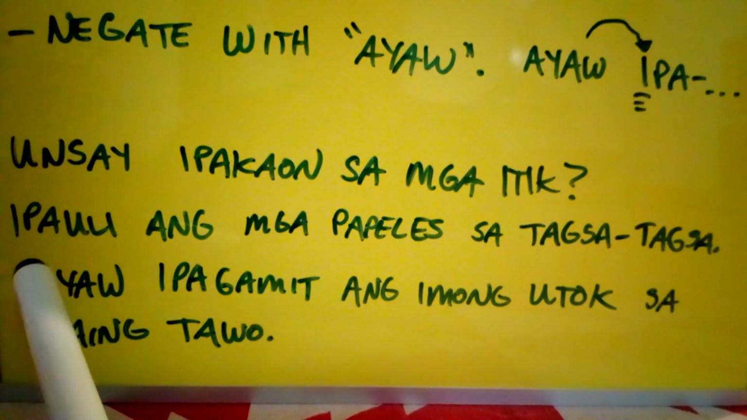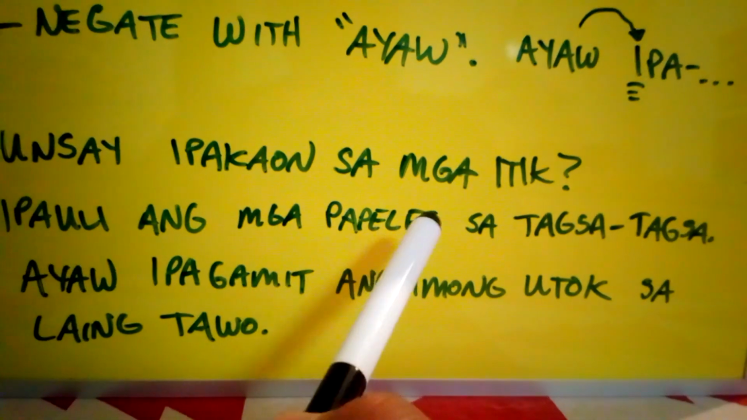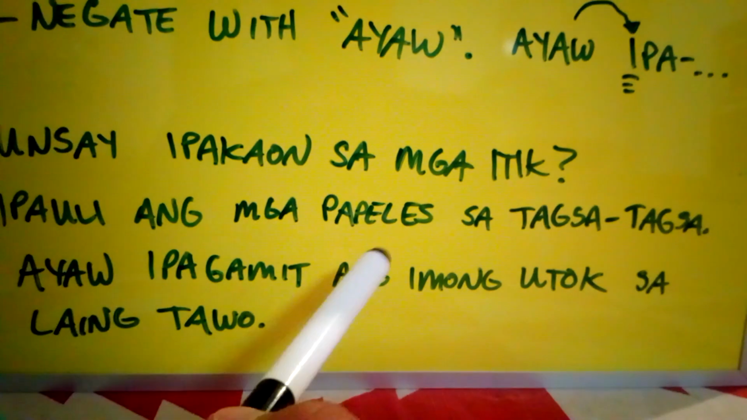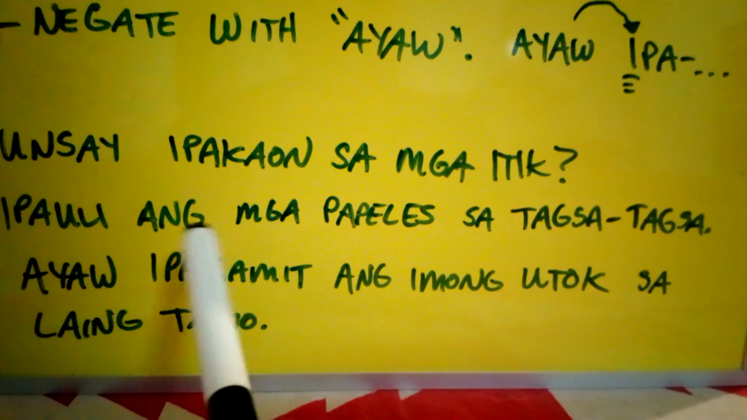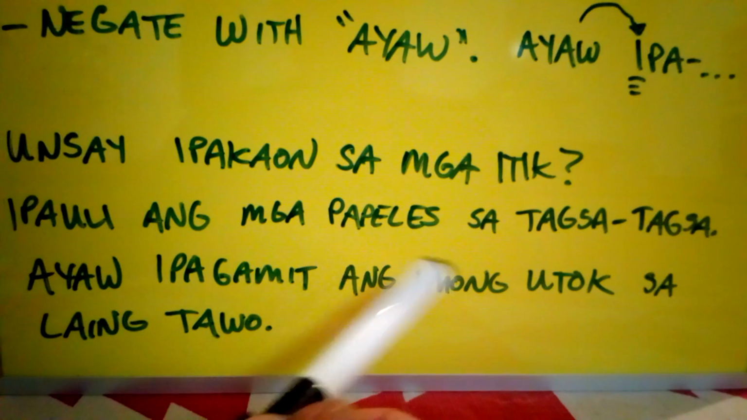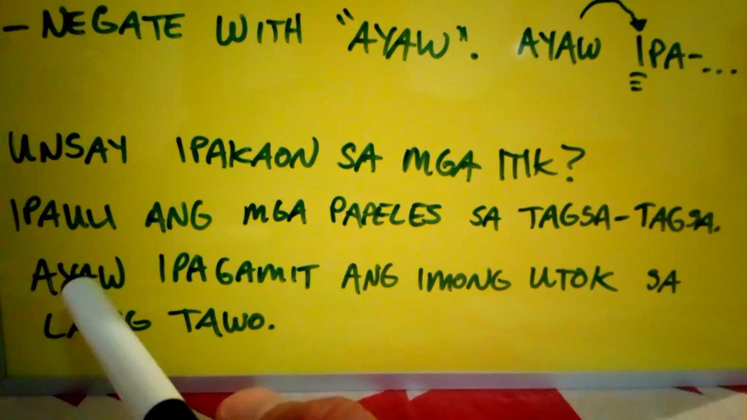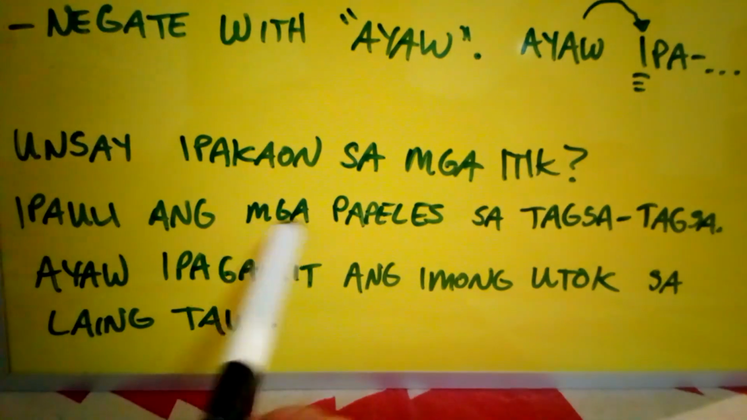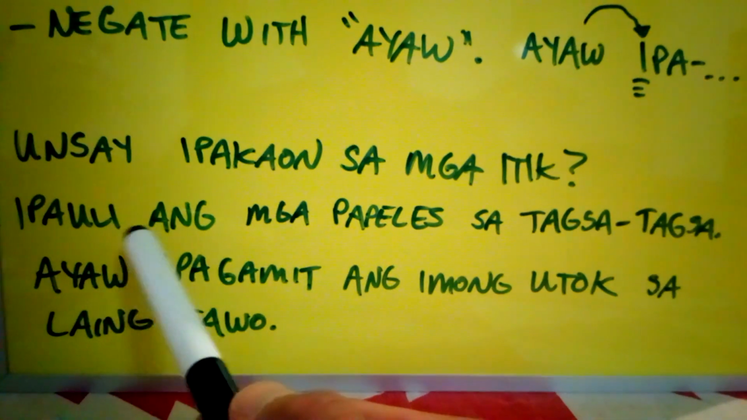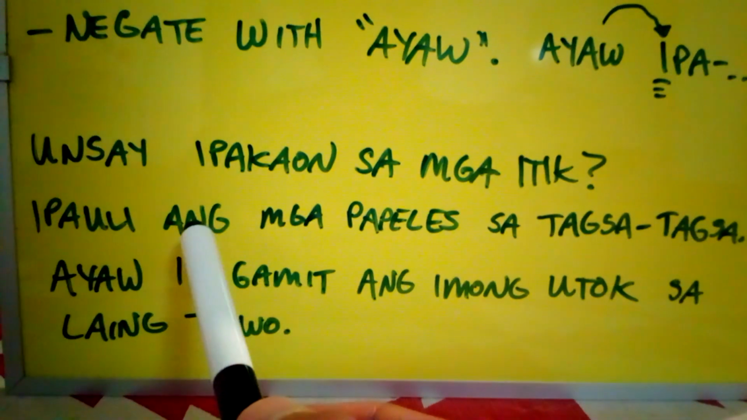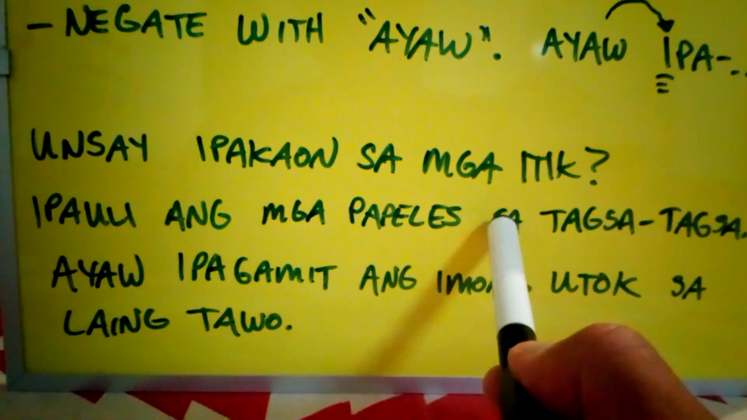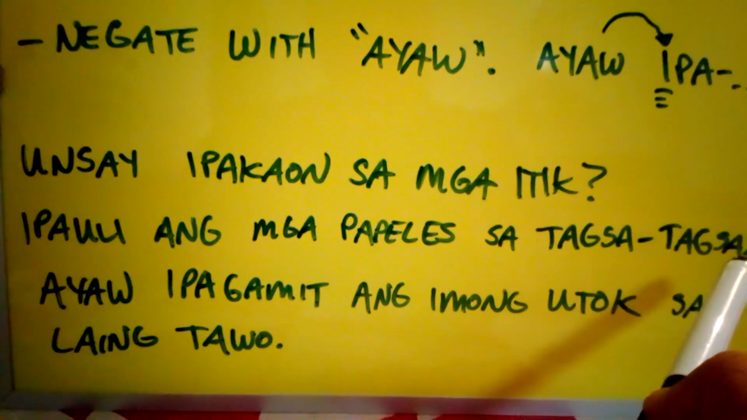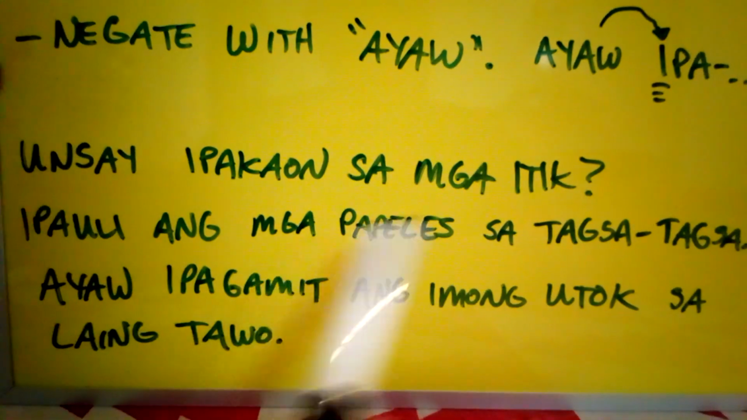Second sentence: Ipauli ang mga papeles sa tagsa-tagsa. So return the papers to each and every one. And this is what I'm talking about. This is a good example, actually, of a ditransitive verb. I just saw this one. So ipauli ang mga papeles, here's the first object, ang mga papeles. And it's our first object. The second object is sa tagsa-tagsa. That's what I mean by ditransitive.